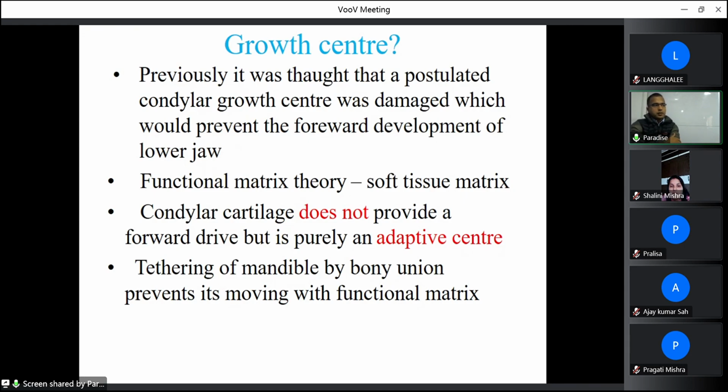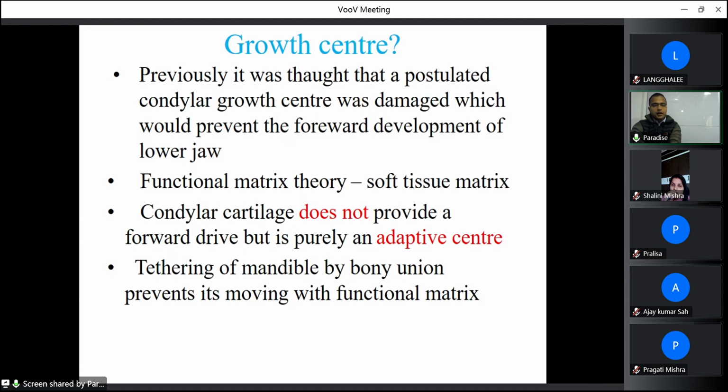So during mandibular movement, the soft tissue matrix present around the mandible will pull and drive the mandible forward, which will lead to gap formation in the condylar region. Once the gap is formed between the temporal bone and the condyle, new cartilage is formed. This cartilage is later replaced by bone through the endochondral bone formation process.